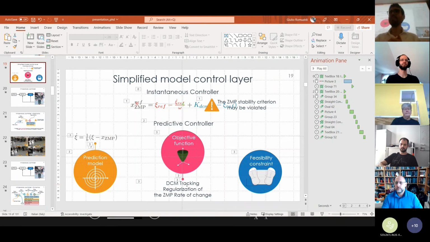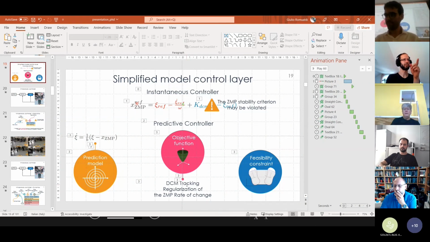And the MPC seems not to be fast enough, I mean given the cost function that we use, to produce the same outputs as the instantaneous controller. So this is the main reason why.